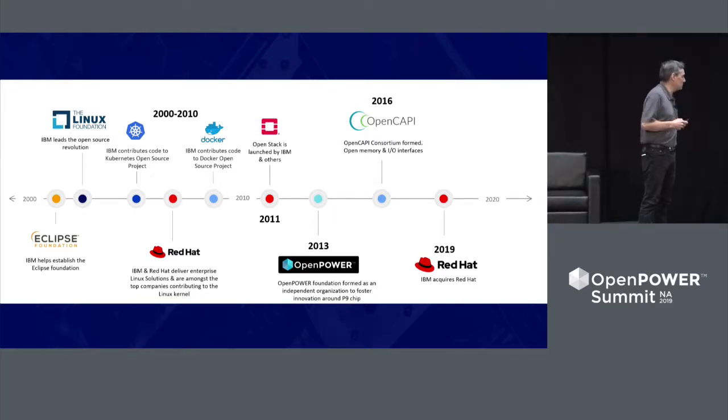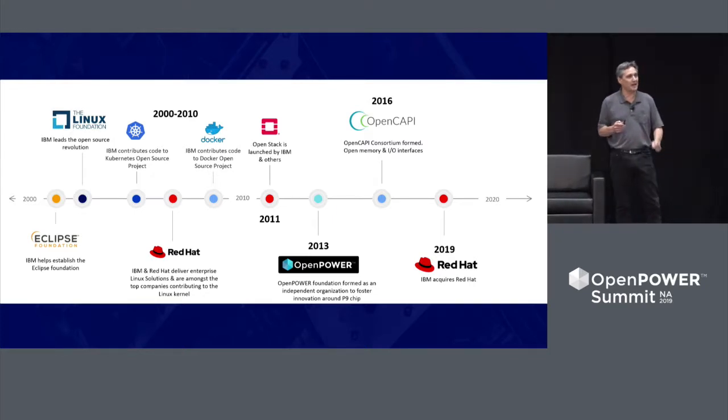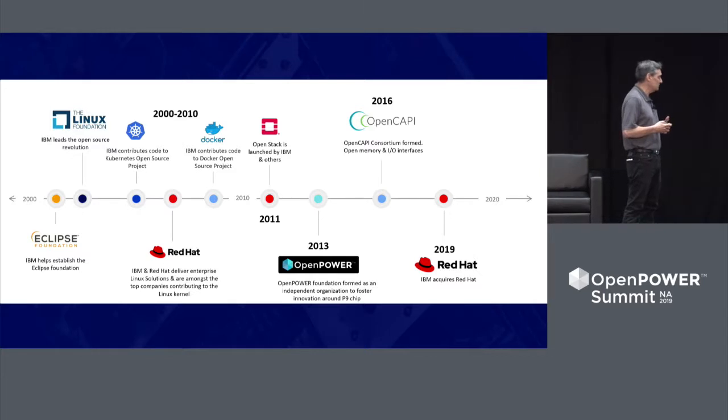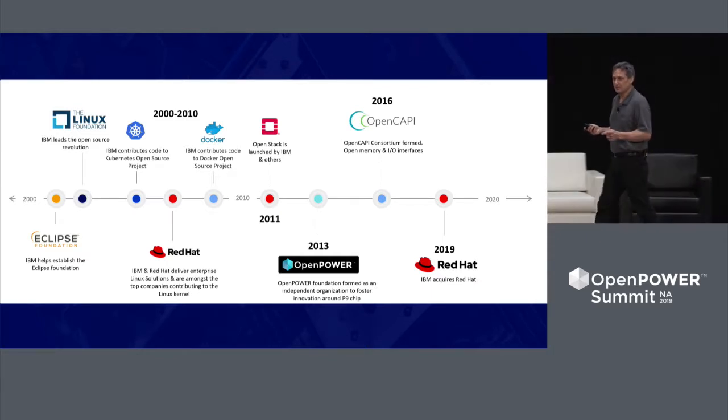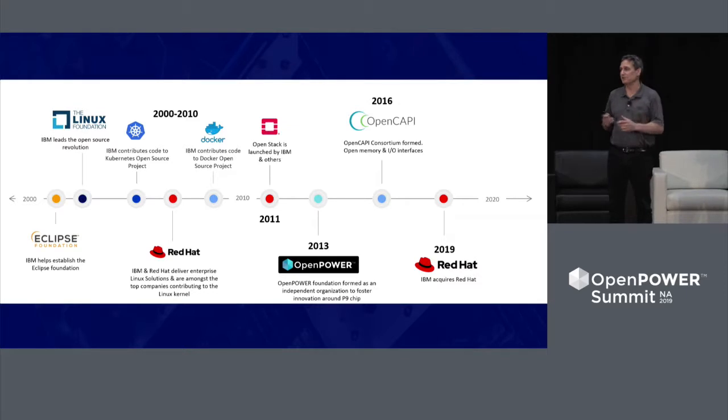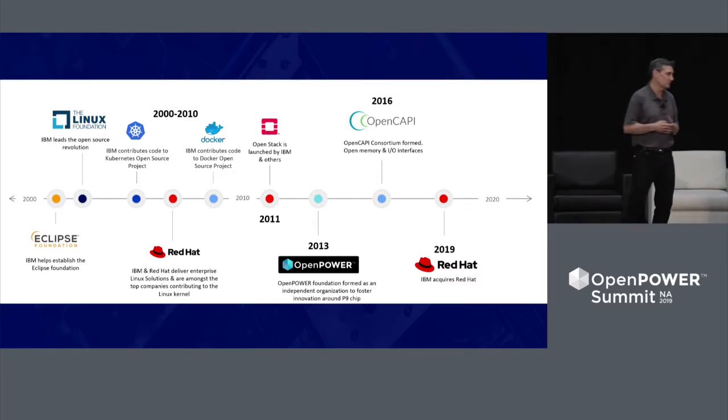We were critical contributors to Kubernetes, to Docker, to OpenStack, as far as helping drive those communities forward. And of course, working closely with Red Hat on the Linux kernel, and then, of course, the announcement with Red Hat. All those initiatives on the software side, IBM has been a leader from the beginning in driving the advancement of those critical software capabilities in an open ecosystem type of approach.